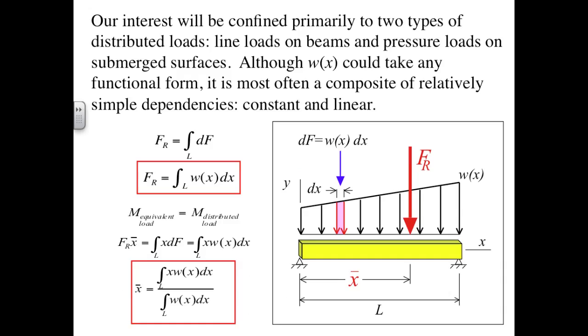The previous example is representative of the kinds of problems we'll see in Chapter 8. When we make the transition to mechanics of materials, we'll want to know if that cantilever beam can really support the load without experiencing too large a deflection. A first step is constructing W of x, finding the resultant load in its effective center, and then finding the support reactions. And although this process works for any W of x, it is often the case that the distributed load can be represented as a composite of relatively simple dependencies, uniform or constant, and linear.